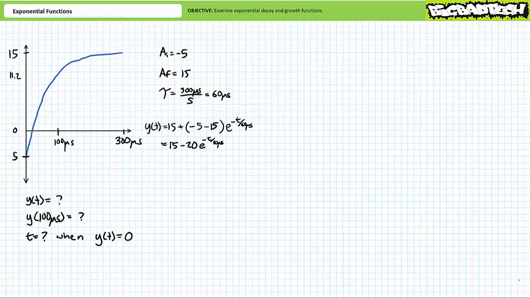Our second illustrated example looks like it has an initial value of -5 and a final value of 15, meaning it crosses a differential of 20 in 300 microseconds. This time span represents 5 full time constants. 300 microseconds divided by 5 is 60 microseconds, meaning this function has a time constant of 60 microseconds. The growth function would look something like this. y of t equals 15 minus 20 times e to the negative t over 60 microseconds.